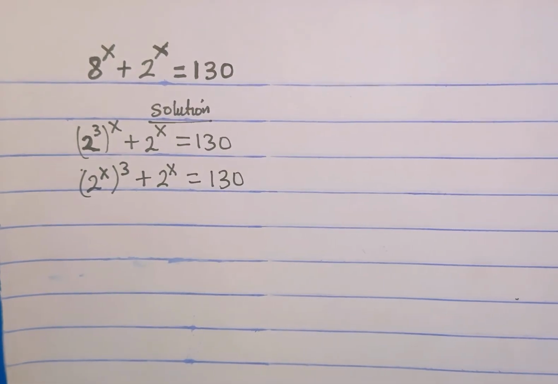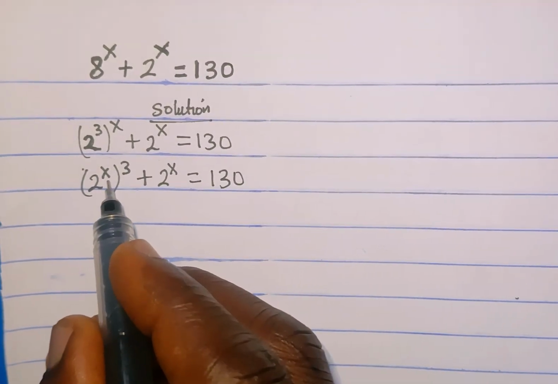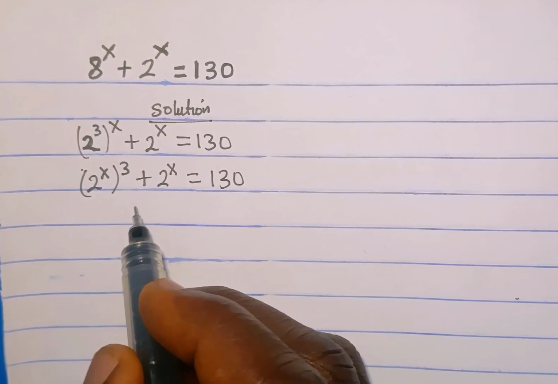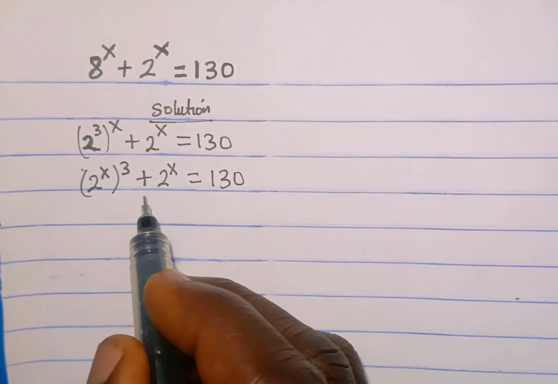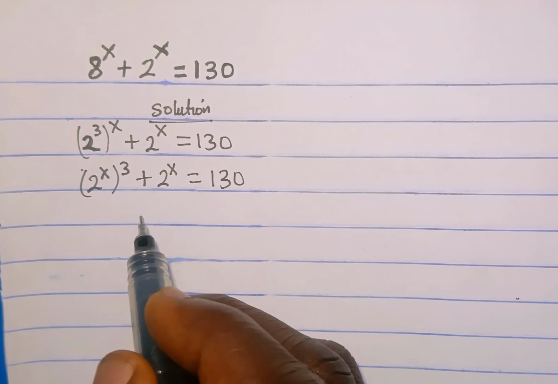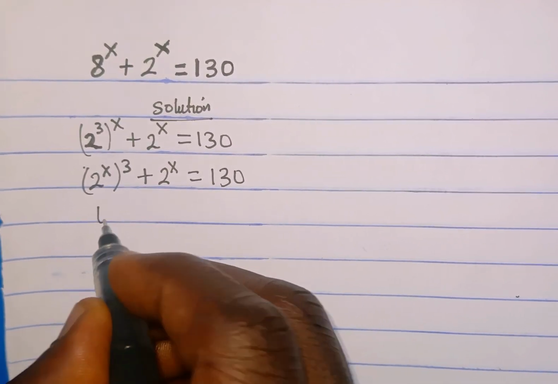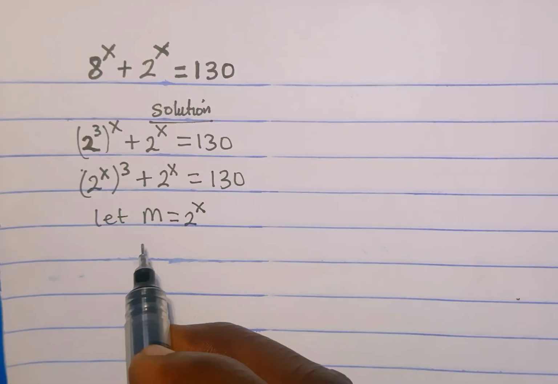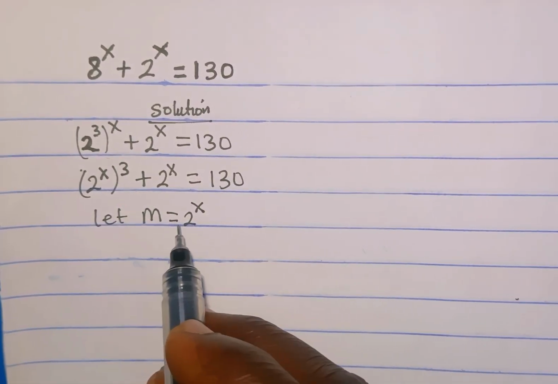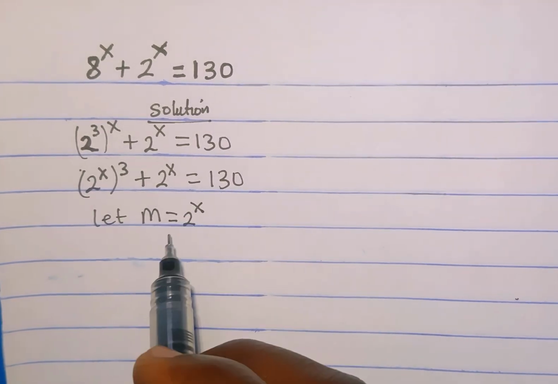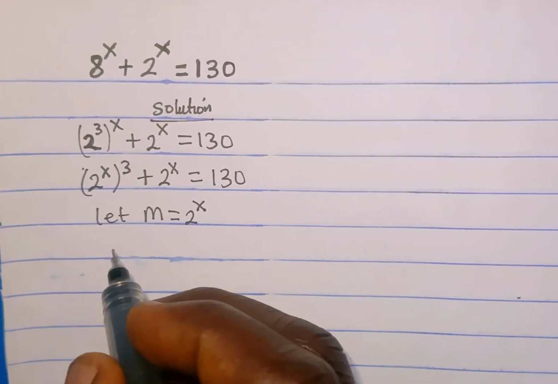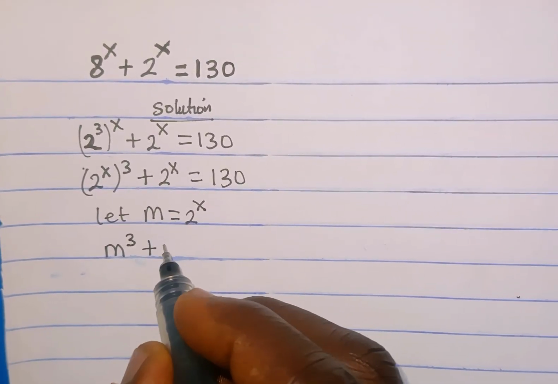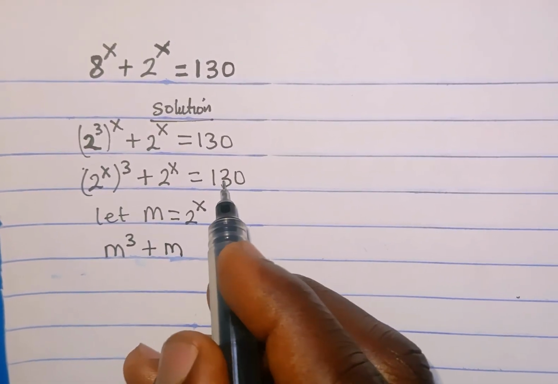So the next thing we're going to do, as you can see, we have 2 to the power of x, and also we have 2 to the power of x here. 2 to the power of x is common. So we can let any variable be 2 to the power of x, then later we substitute it back. So we can say let m be equal to 2 to the power of x. What this means is, anywhere we see 2 to the power of x in this equation, we are going to replace it with m. So we are going to have m to the power of 3, then plus, in place of 2 to the power of x here will be m, and this 130 is a constant.